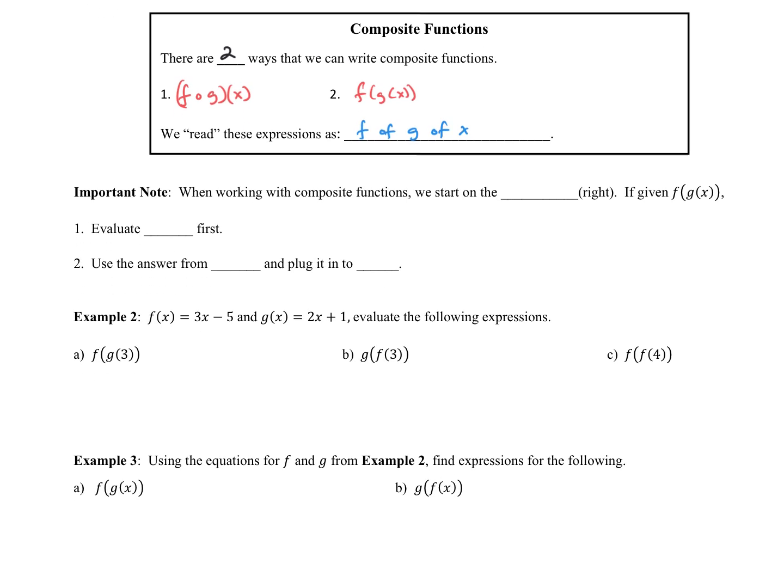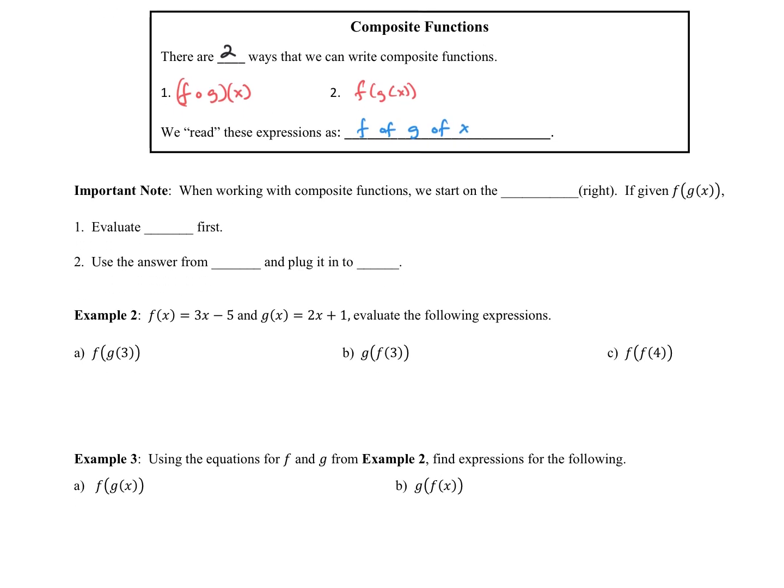All right, keep going. You're doing great. When working with composite functions, we start on the inside. If given f of g of x, we're going to evaluate which one first? g of x. And then we use that answer from g of x and substitute it into f of x. I always think of Shrek when this happens. It's like an onion. You go from the inside out. It has many layers.